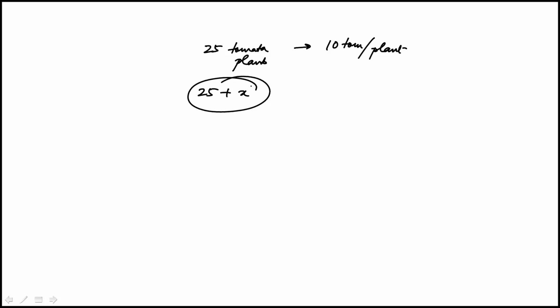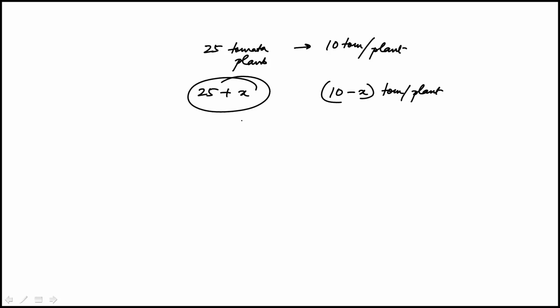We're told that if this garden plot contains 25 tomato plants, then the yield will be 10 tomatoes per plant. Now we're given these types of conditions, and you'll see them in other word problems too. If the plot contains x additional plants, so say 25 plus x, the yield per plant will be reduced by x tomatoes. So the yield would be 10 minus x tomatoes per plant.